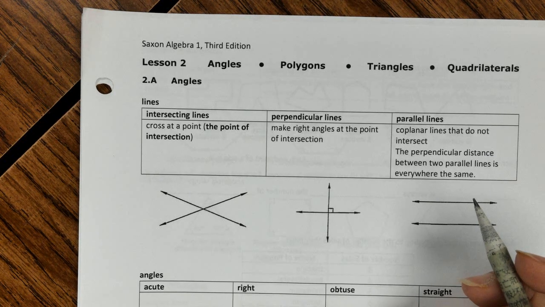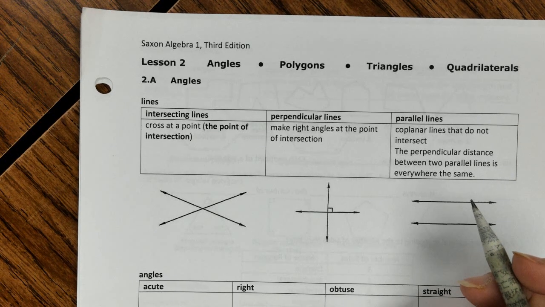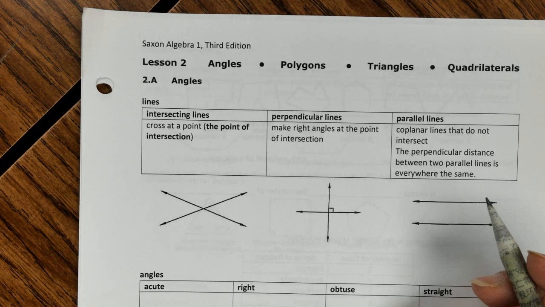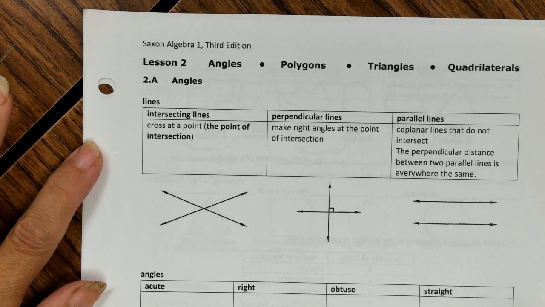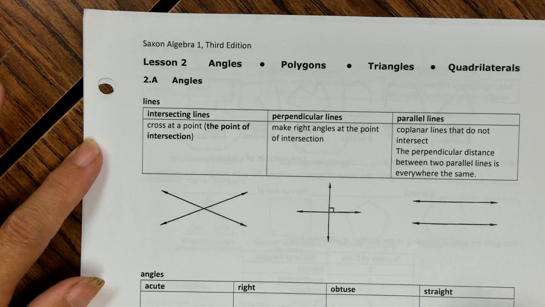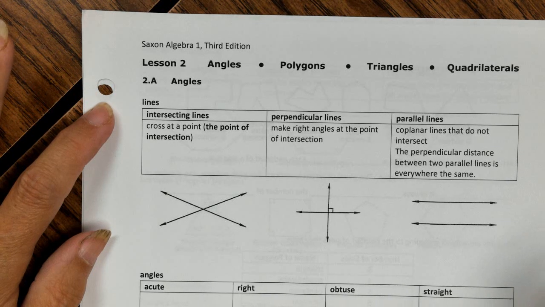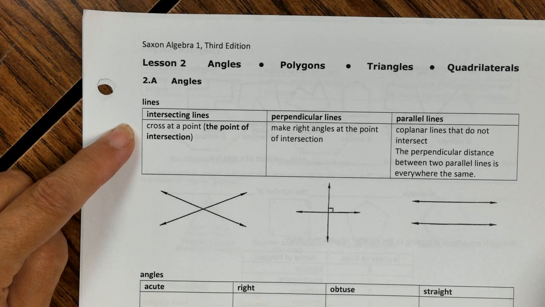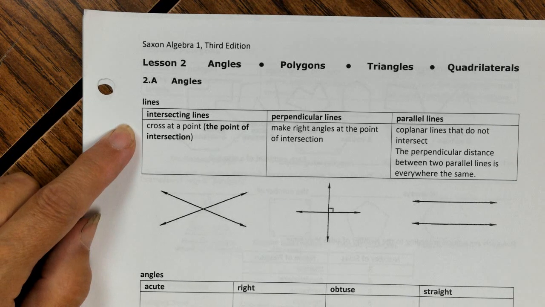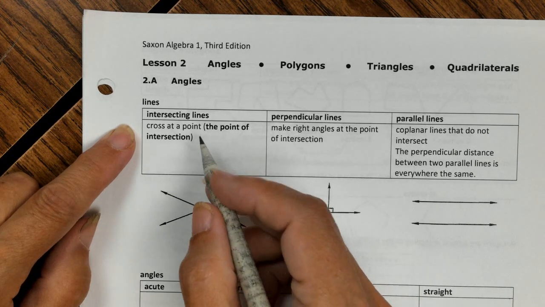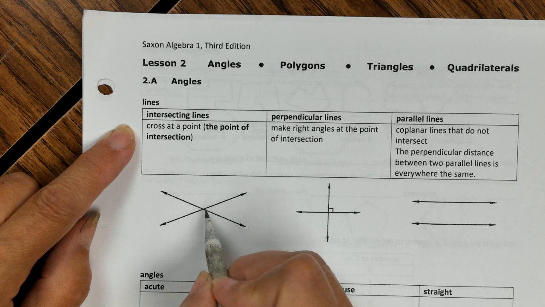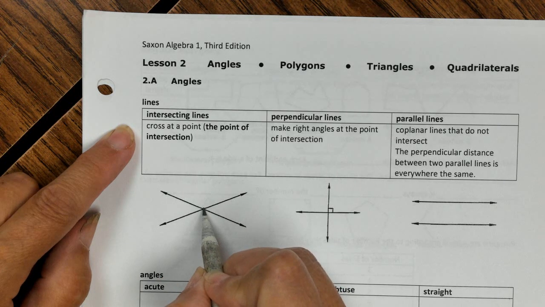Algebra 1, Lesson 2. The first part of this is about angles. And we're not going to have a whole lot to write in this section. First we start out talking about lines. And lines that are in the same plane either intersect or they don't. And if they intersect, they are called intersecting lines. They cross at one point called the point of intersection. So down here with these lines, right there is your point of intersection.